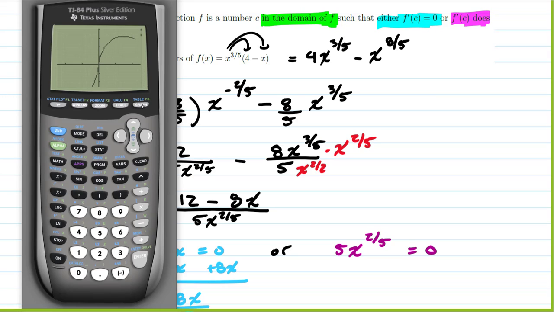And there we go. So it appears we're going to have a maximum at 3/2, but at x equals 0, something else entirely happens, right? But in both cases, this is a critical number of our function.